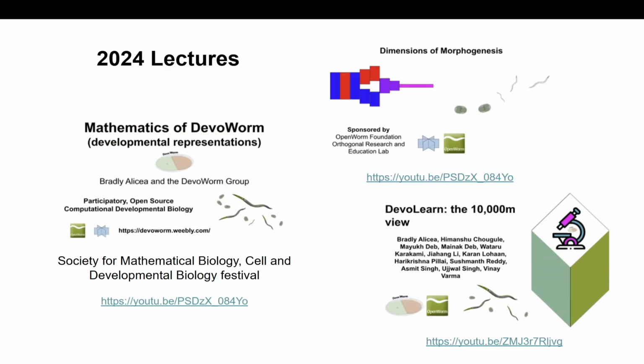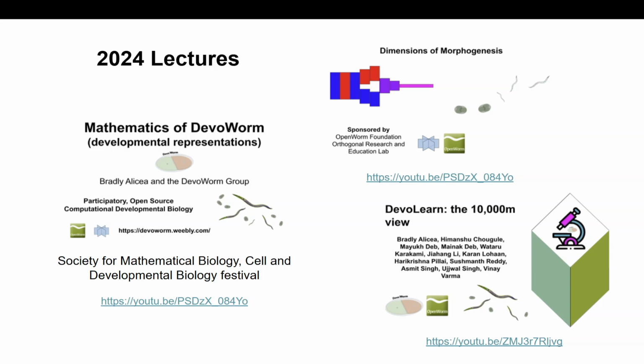We also had 3 lectures during 2024. The first being this Mathematics of DevoWorm presentation, which goes through all of the mathematical models and developmental computational representations we use in DevoWorm. So this is where we have different models for connectomes, for embryos, for modeling behavior, and all of these things, and it's an exposition of all of that work. So this was presented at the Society for Mathematical Biology's Cell and Developmental Biology Festival. This was held virtually, and you can find the recording of this talk here on our YouTube channel.